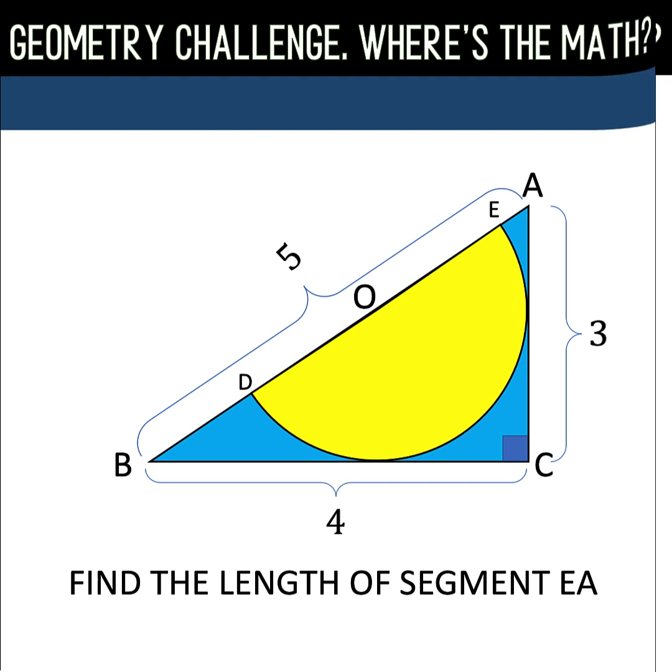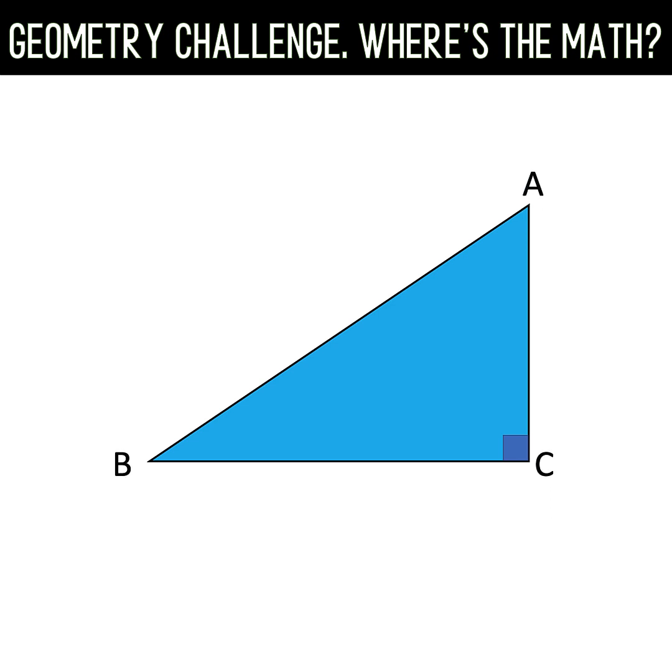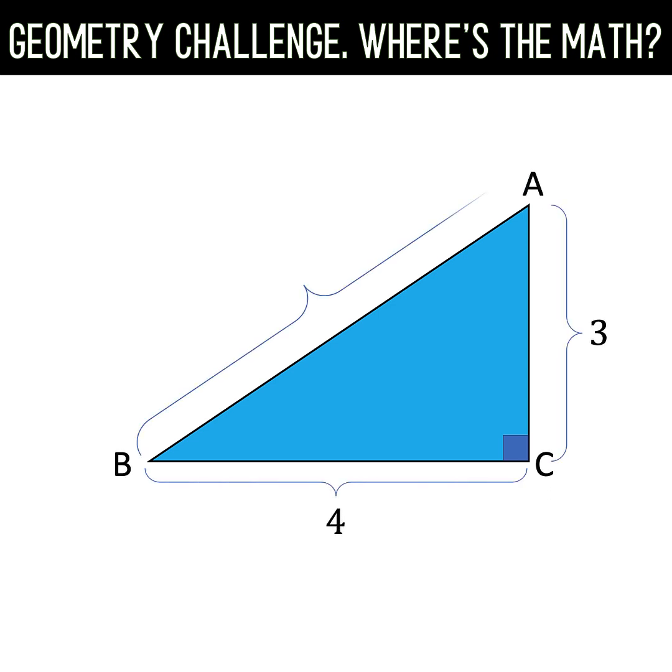Hey everyone, where's the math in this problem? Let's begin with this blue right triangle ABC. This is a 3, 4, 5 right triangle.